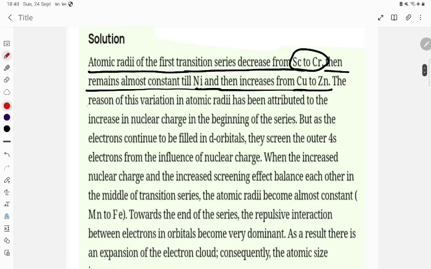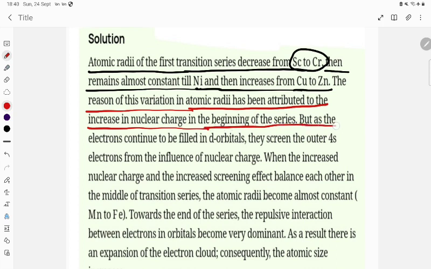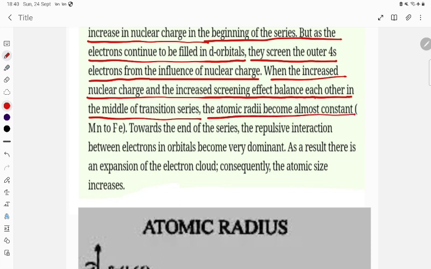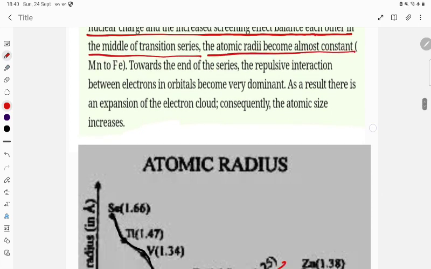Now see here, the reason for this variation in the atomic radii has been attributed to the increase in nuclear charge in the beginning of the series. But as the electrons continue to fill in the d orbital, they screen the outer 4s electron from the influence of the nuclear charge. When the increased nuclear charge and increased screening effect balance each other, in the middle transition elements the atomic radii become almost equal.